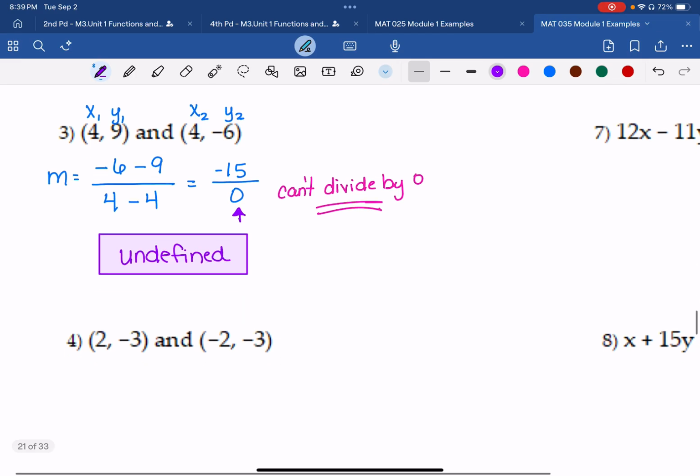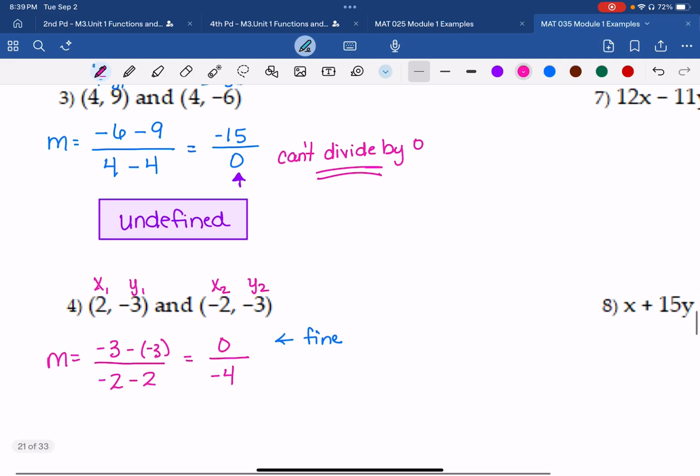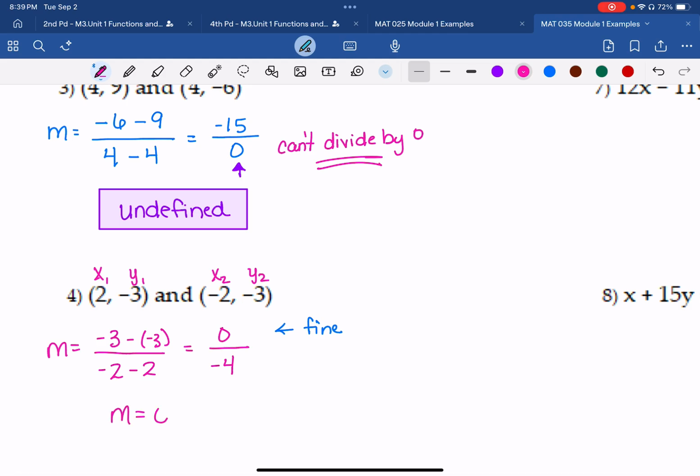If we look at the next one, we've got x1, y1, x2, y2. Again, I'm going to do the same thing. I'm going to subtract my y's. -3 minus -3. Just be careful with your signs. And then -2 minus 2. So this time I get 0 in my numerator and -4 in the denominator. Now that is okay. This is fine. Because 0 divided by 4, well, that's just equal to 0. So my slope is 0.